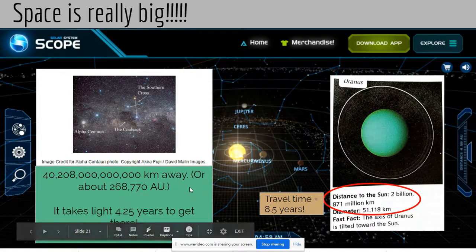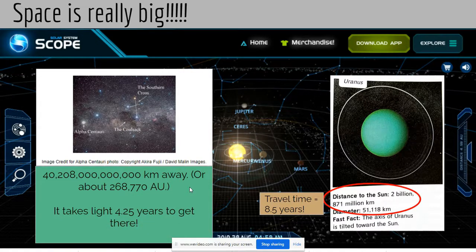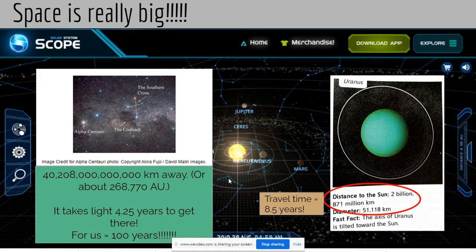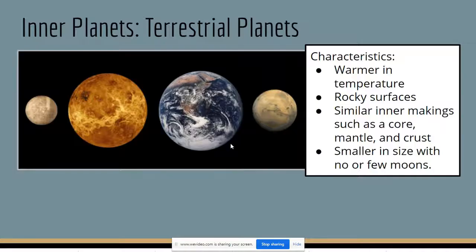This is how far away Alpha Centauri is. It takes light 4.25 years just to get there. Like if I were to shine a light from the sun, it would take the light 4.25 years to get to Alpha Centauri. If you wanted to send us in a spaceship going as fast as we can, it would take us 100 years. 100 years just to get to Alpha Centauri. And we don't even know what's there when we get there. You see, space is huge. This is another reason life is so hard to find.